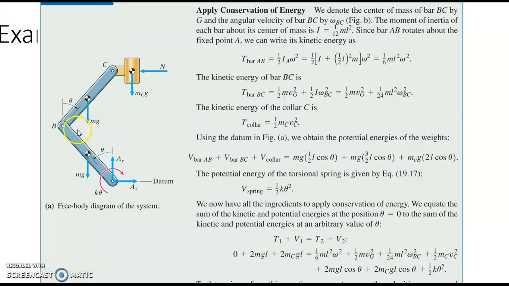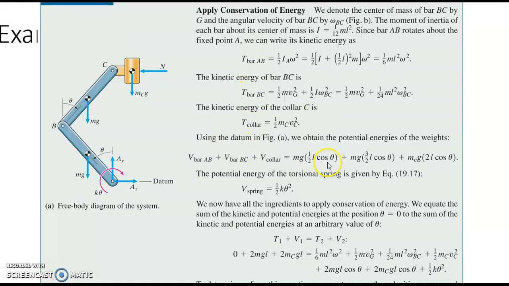How about bar BC? Well, BC has some translation and rotation. It's not rotating about a fixed point, so I can't just use the half I omega squared term. I need to use the entire kinetic energy term, which is the half mv squared translation term plus the half I omega squared term. It's very important to remember that this I is a moment of inertia about an axis through the centroid. Alright, so I can plug all of that in. The collar has no rotation, so we just have to worry about the translation term for its energy. Then I can obtain, so I have all my kinetic energies.